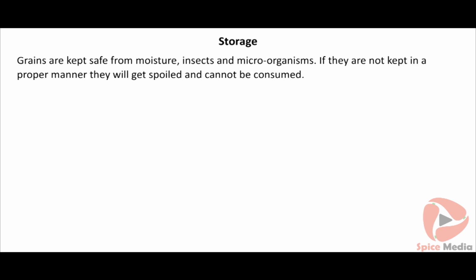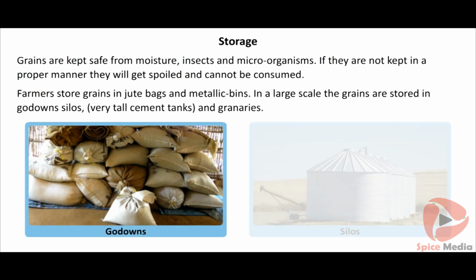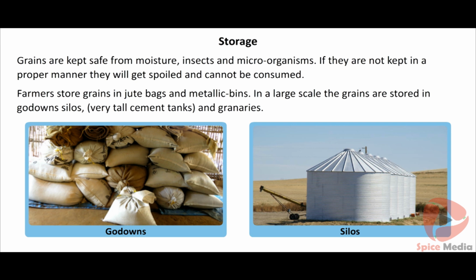Grains are kept safe from moisture, insects, and microorganisms. If they are not kept in a proper manner, they will get spoilt and cannot be consumed. Farmers store grains in jute bags and metallic bins. On a large scale, the grains are stored in godowns, silos, very tall cement tanks, and granaries.